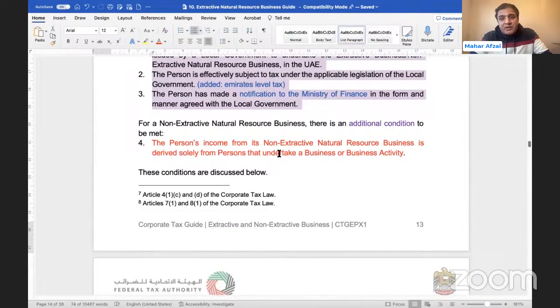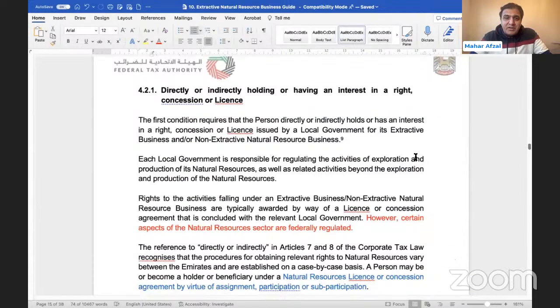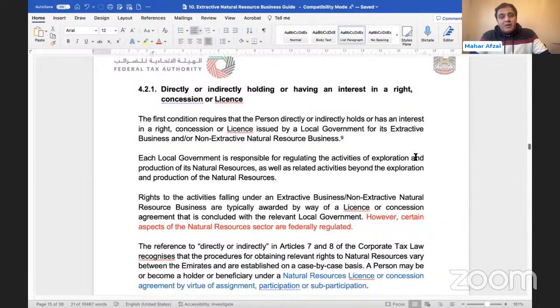This is the fourth criterion, and it is only applicable to the companies involved in the extractive and non-extractive natural resource business, which we have already discussed as well. Now they have defined directly and indirectly. In the first condition, we said they have taken a right, license or such from the respective emirate directly or indirectly. They have defined what directly and indirectly mean.